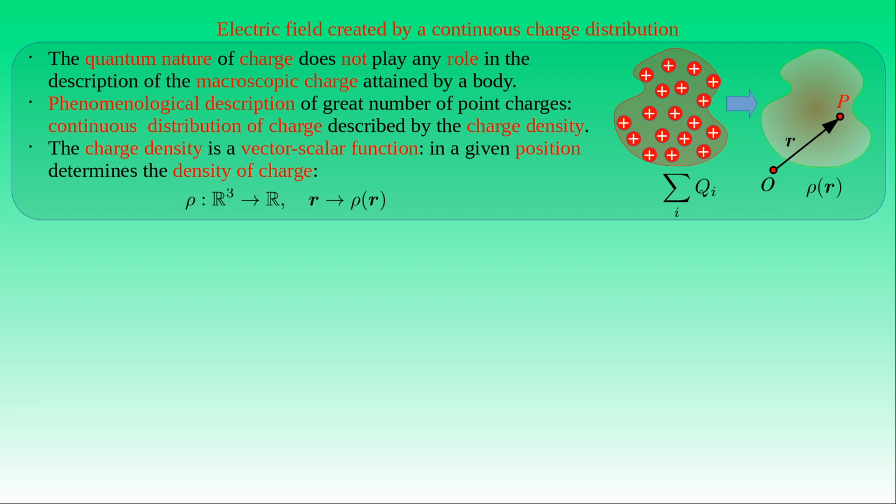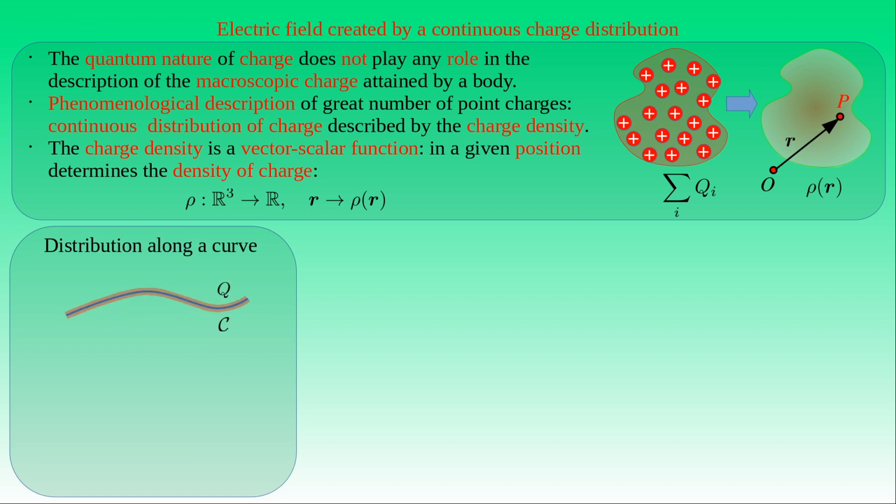If we consider a charge-thin wire, we study a one-dimensional problem, where the wire can be described by a space curve C. In this case the charge density describes the charge distribution along the wire, and the infinitesimal charge dq distributed along an infinitesimal length dl of the wire is given by the charge density lambda times dl, where lambda is a function of the length l measured along the curve C.